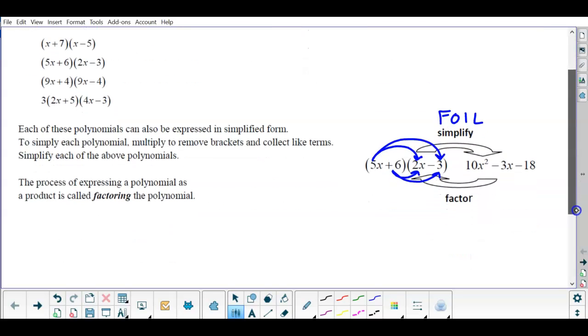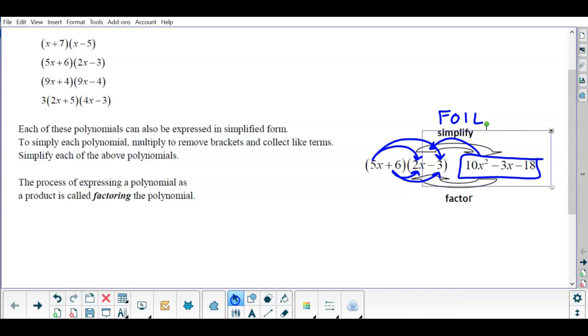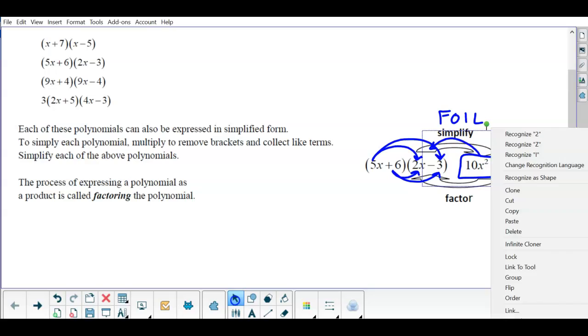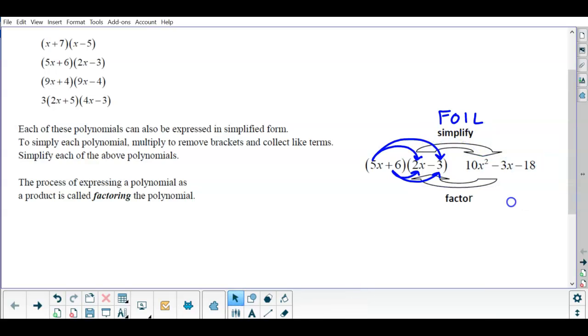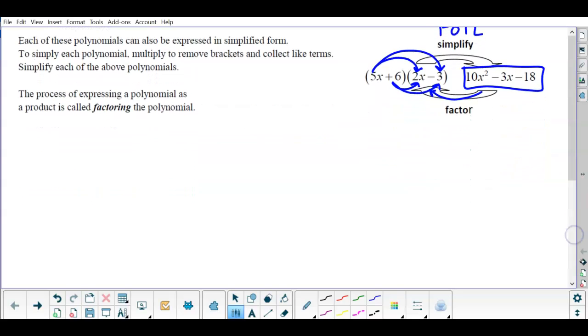So when we do the opposite of that, going from this to this, that's called factoring. So I guess the arrows are underneath there, right? So here, and then we're going backwards to factor.